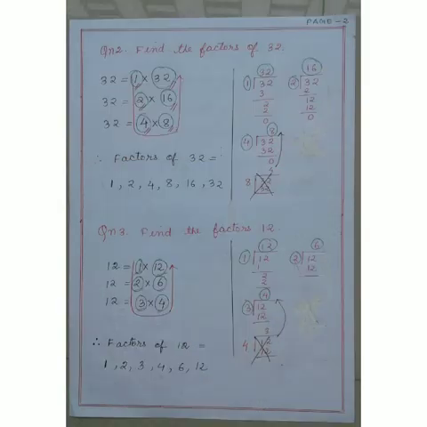Number 2, find the factors of 32. Again, I shall divide 32 by 1. I got 32. I have written it on the right side of the page. If I divide 32 by 2, I get 16. 32 cannot be divided by 3, so I shall not do any division by 3. I shall go to the next number, that is 4. If I divide 32 by 4, I get 8.